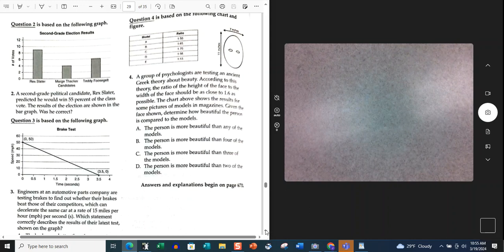Now we go here to problem number 2. Question 2 is based on the following graph. So we see we have this graph of the second grade election results. Now, a second grade political candidate, Rex Slater, predicted he would win 55% of the class vote. The results of the election are shown in the bar graph. Was he correct? So we take the number of votes that Rex got. Rex, it looks as though, has 9 votes. So Rex has 9 votes.